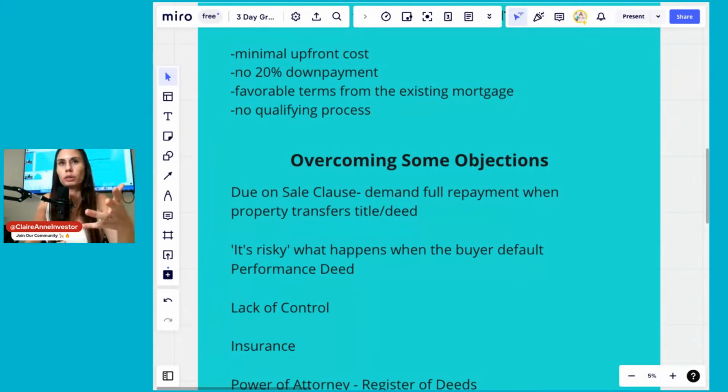Well, out of all of the subject to transactions that we've done, not one of them has been foreclosed on. They've been notified that the bank could potentially foreclose, but none of them actually have. And here's the reason why: the banks care about one thing, the money. That's all they care about.